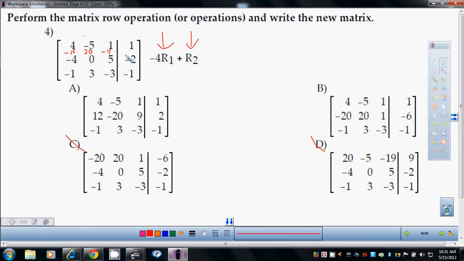Sounds like a candy wrapper, which we obviously can't eat in here. Add that to row 2. That's -20, +20, +1, -6. And the answer is B.